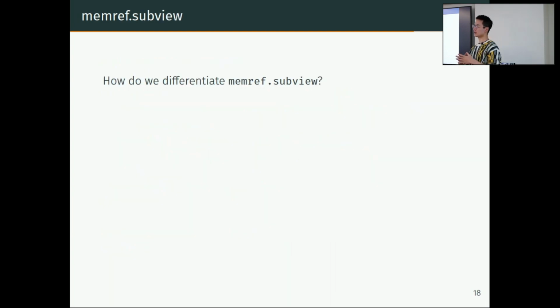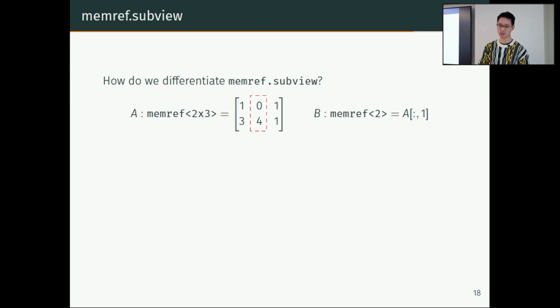We'll now look at a slightly trickier example. We'll look at the memref subview op, and we'll, as always, begin with the conceptual understanding of what we're supposed to do. If you're unfamiliar, the memref subview returns a memref that is explicitly a view of another memref. In this case, we have a starting memref A, which is 2 by 3, and B is the subview, specifically the first column of A.